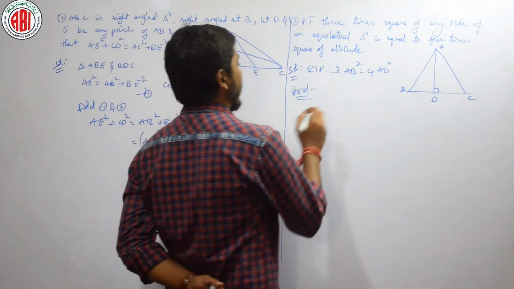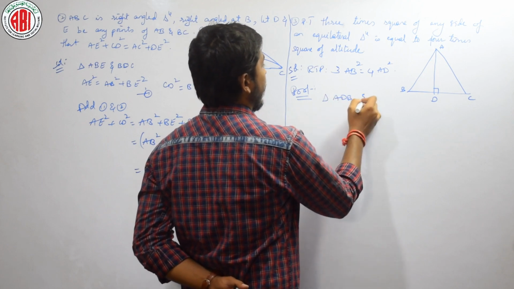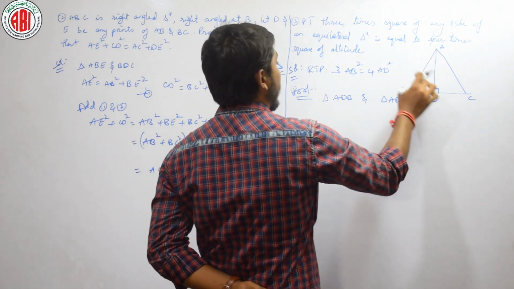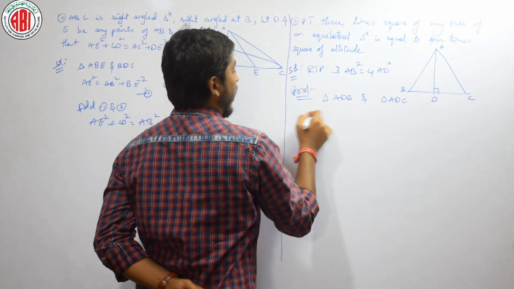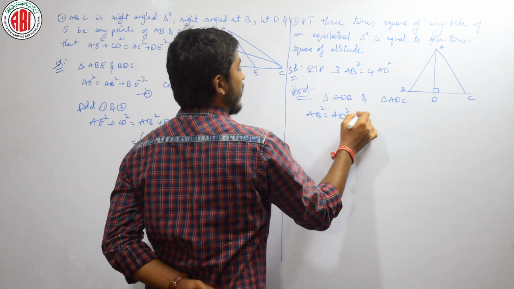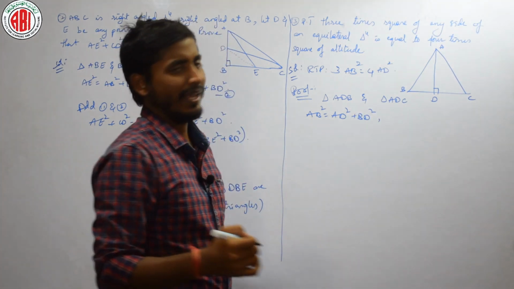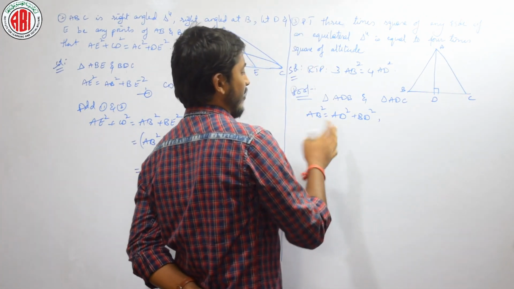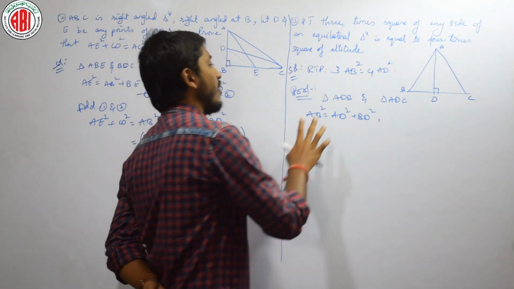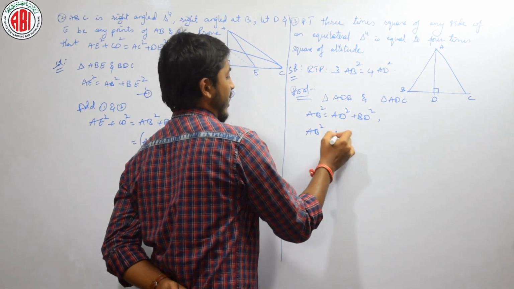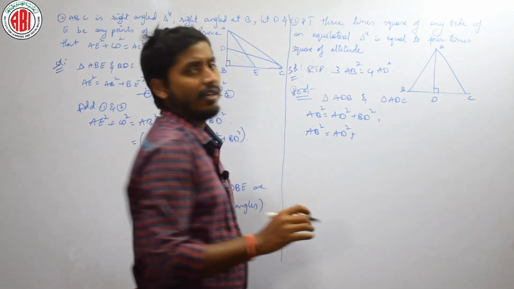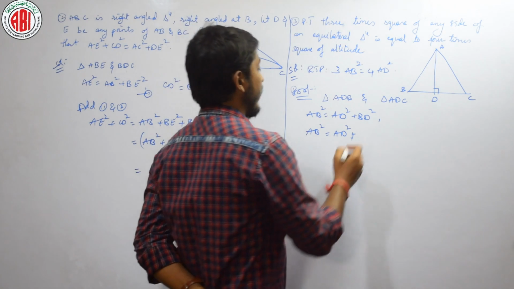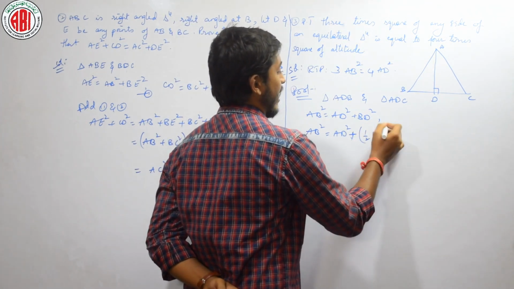Let us consider triangle ADB and triangle ADC. ADB is a right angle triangle, so AB square is equal to AD square plus BD square. Is it okay? AB square is one side, let us keep it like that. What is BD square? BD is half of BC, yes or no? BD is half of BC, so BD square is the square of half of BC.